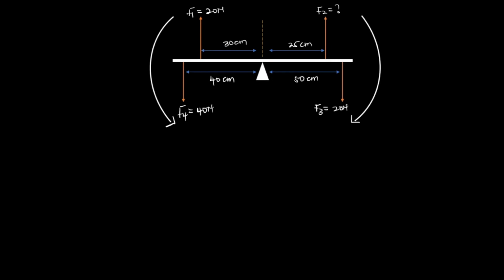Example number 1 is similar to the previous diagram that I just showed earlier on. We have force F1 to be 20 newtons, with a distance of 30 centimeters. We have the pivot over here. This distance is 25 centimeters. We don't know the force F2, and then we have the other parameters. So we have to find the force F2. All right, so let's write our solution.